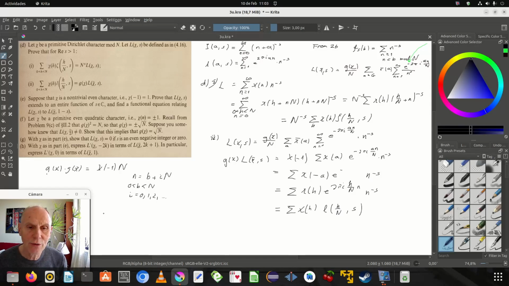So let's just get started on E. We have an even character, and now that means we can couple an h and then minus h, which of course is n minus h up here. So we pair them. That requires n being odd.